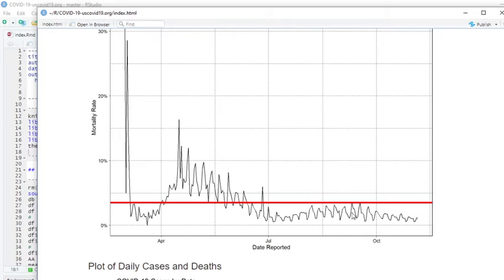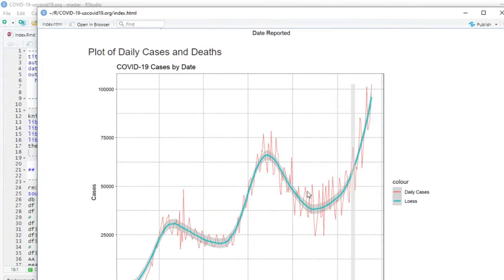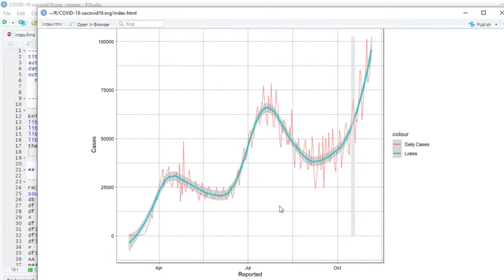Look at all the days when the daily mortality rate was less than 3.2%. This is nothing new here, but the question is, you see, where are the deaths associated with this spike right in here? That's my question.